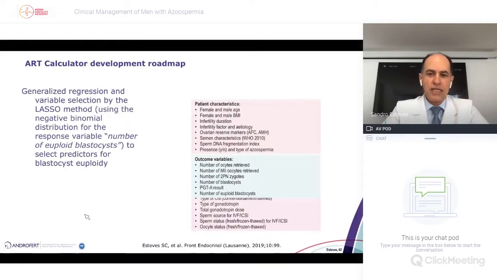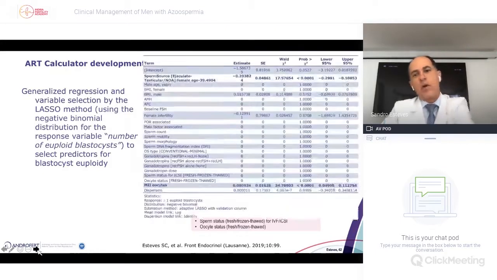In this paper that we published this year concerning the development of the ART calculator, we looked at several variables to make the model. We looked at patient characteristics. We looked at ICSI outcome variables, including all the embryonic outcomes. And we also looked at type of stimulation, gonadotropin type, gonadotropin dose, etc.